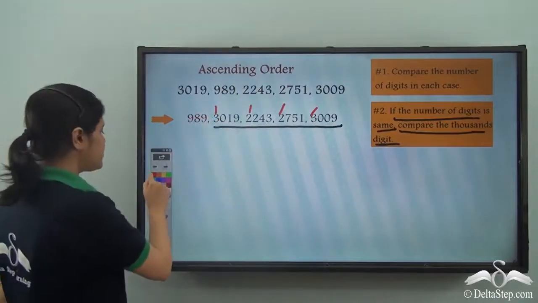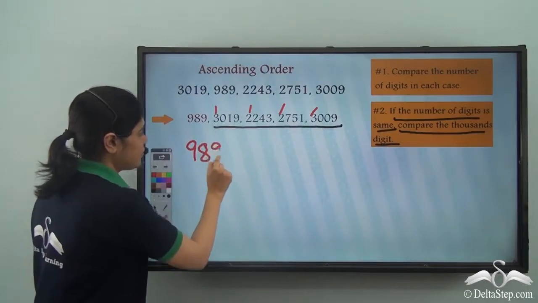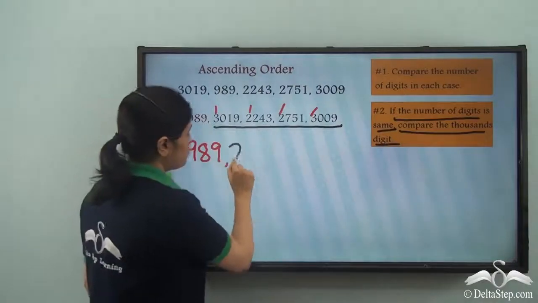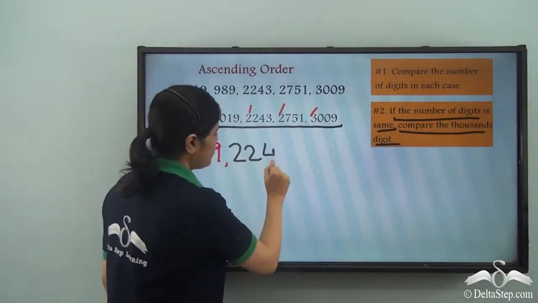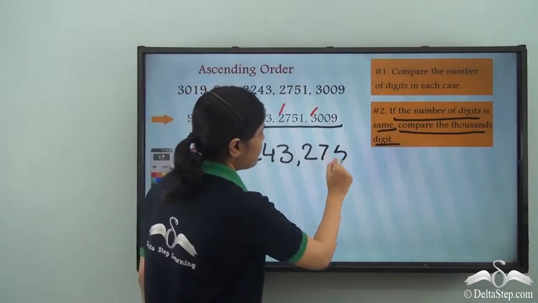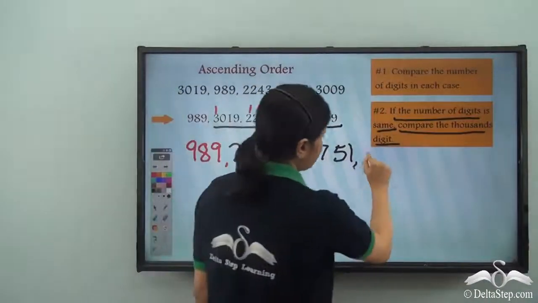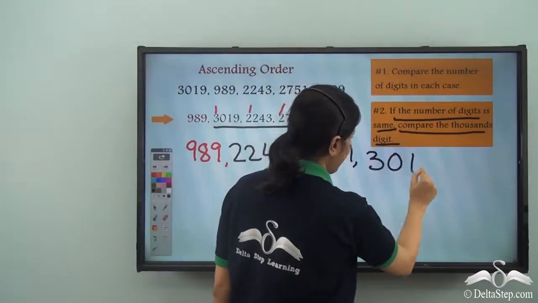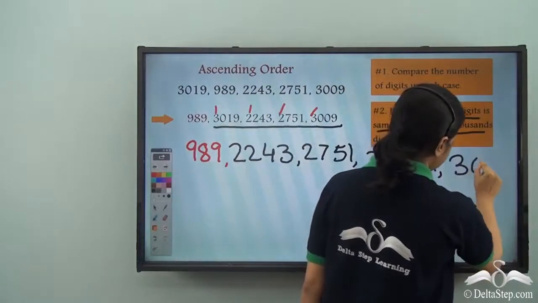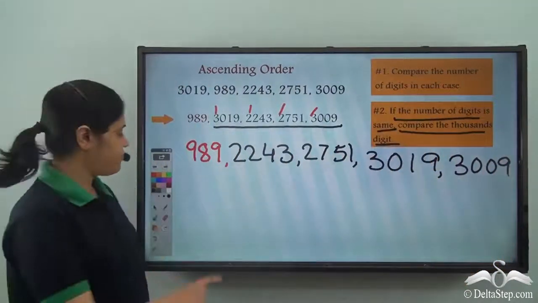So let us write this. So first I have 989. Then let me write the number starting with 2 first. 2243, 2751. Then the number starting with 3, 3019 and 3009. So this is what I have.